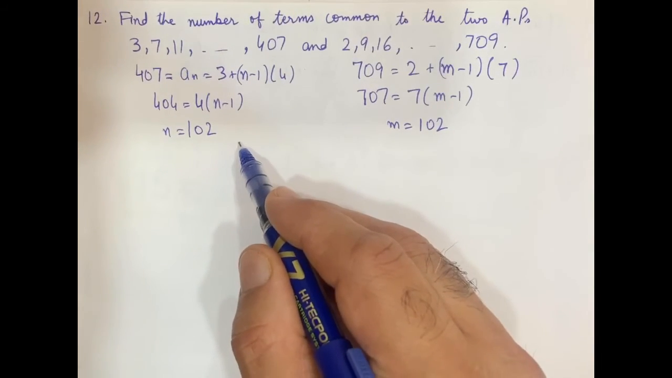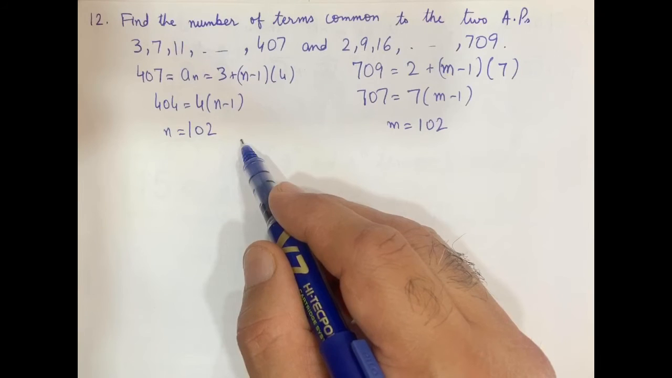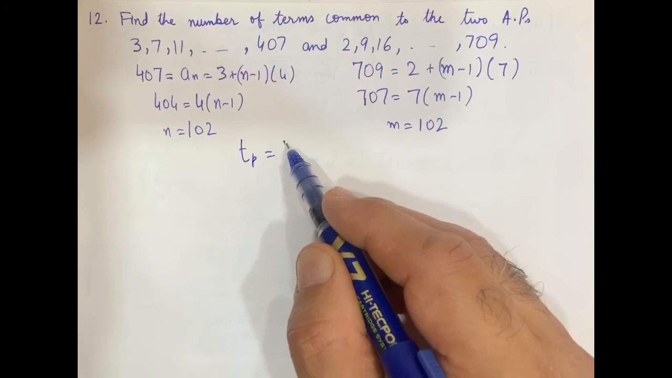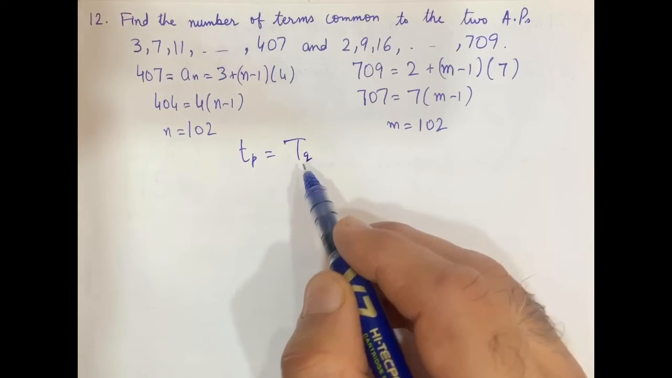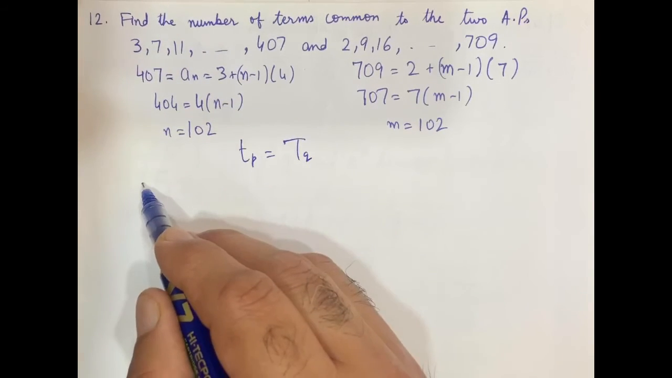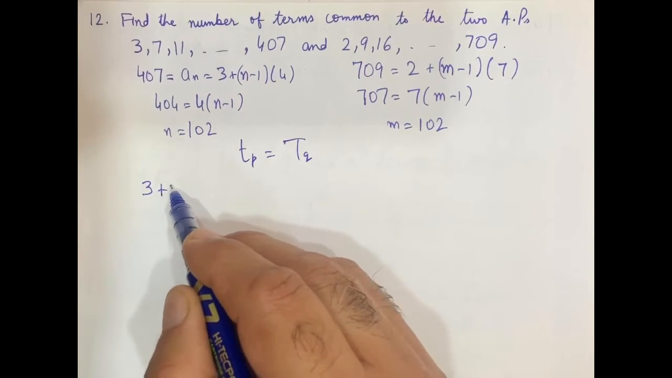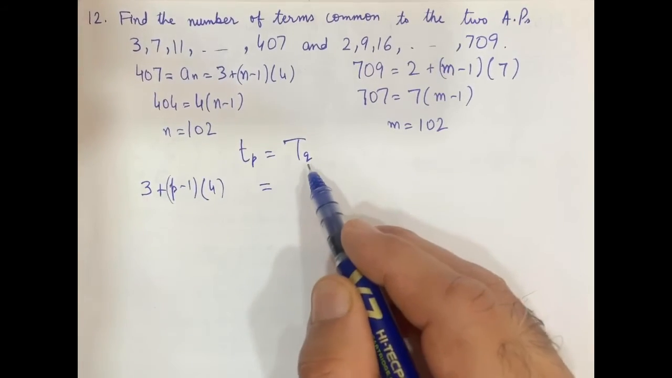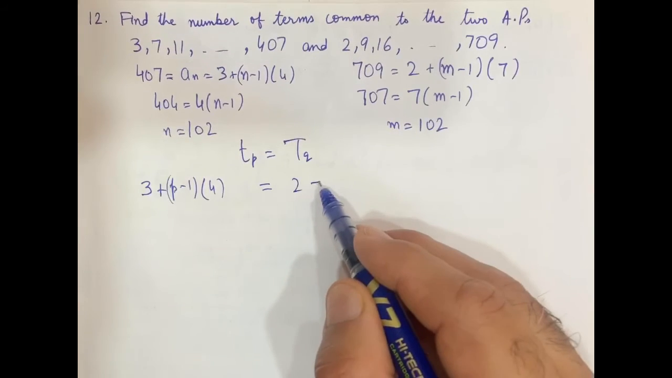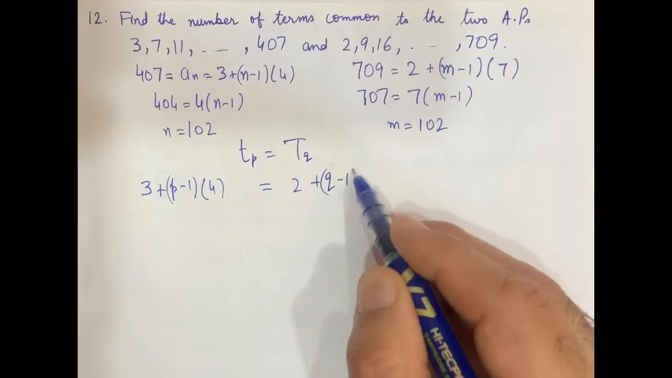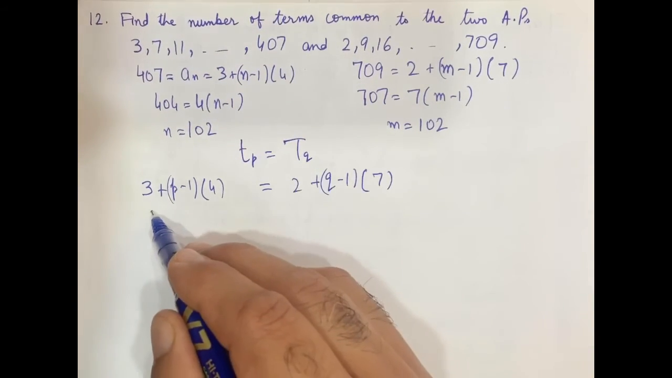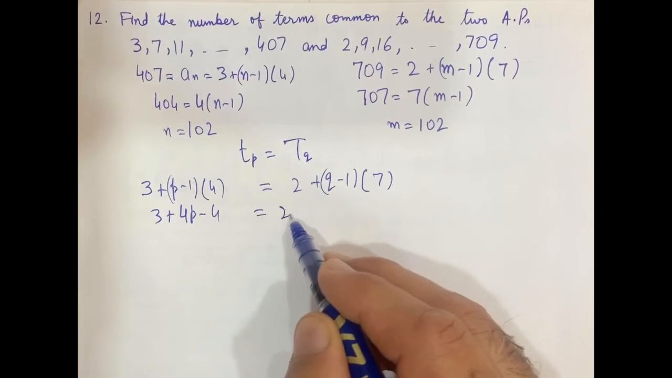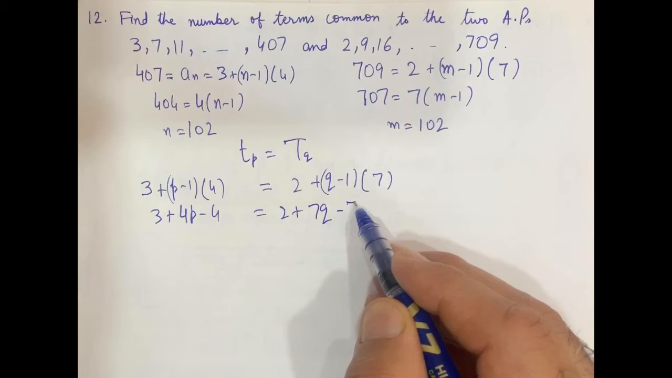Let us say the pth term of the first is equal to the qth term of the second. The pth term of this is 3 plus p minus 1 into the common difference of 4. This is equal to the qth term of this, 2 plus q minus 1 into the common difference of 7. That's 3 plus 4p minus 4. This is 2 plus 7q minus 7.